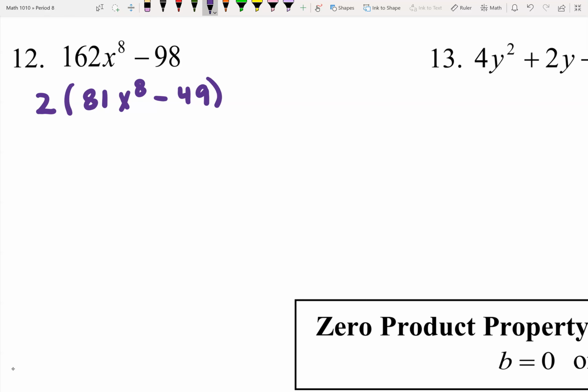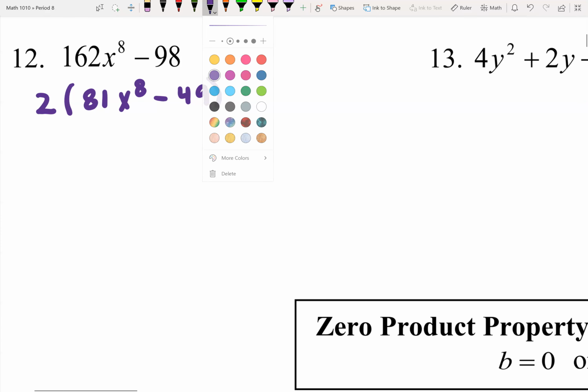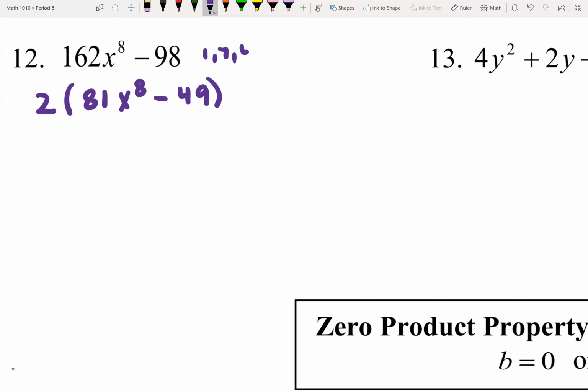Let me show you my trick. Everybody watch. 81 and 49, what's smaller? 49. What goes into 49? 1 and 7 and 49. 1 doesn't do me any good. Does 7 go into the other number, 81? I'm looking for another number that goes into both. Does 7 go in? No. Does 49 go in? No. So I couldn't have done any bigger.